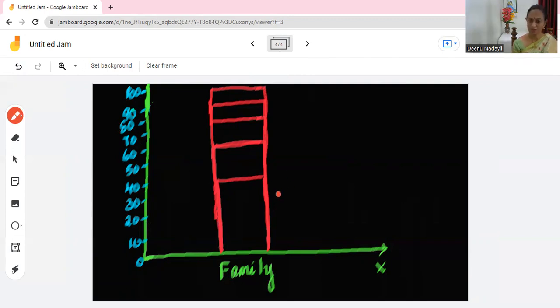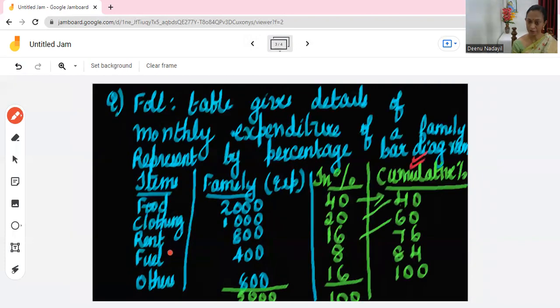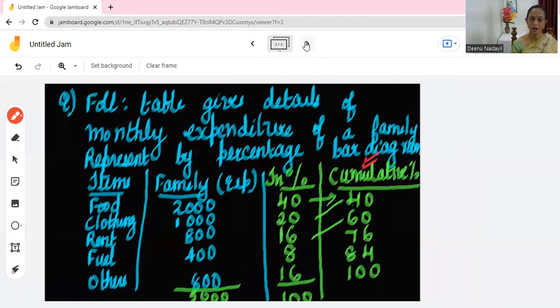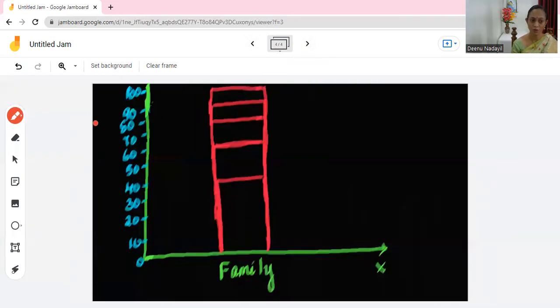So this is the percentage bar diagram. Now what we have to show, students, is that it is divided into different things, right? Food is one, another is clothing, another is rent, all those. So we have to give different color or shading, whichever we want. For food, we will give one shading or color, whichever you want.